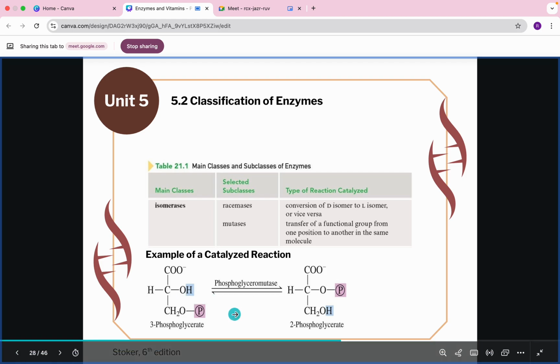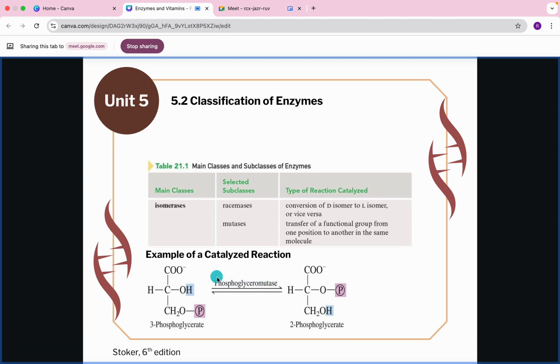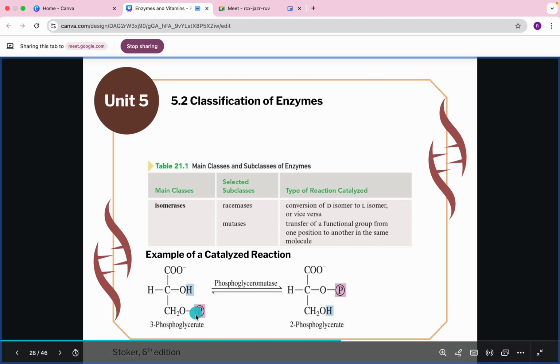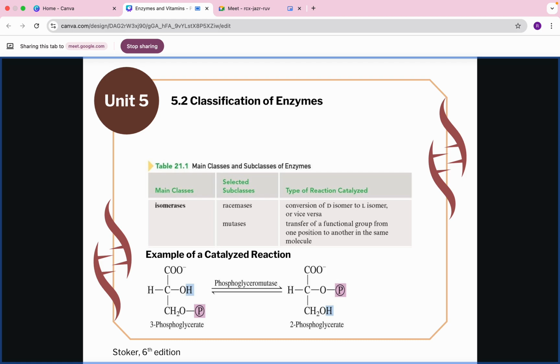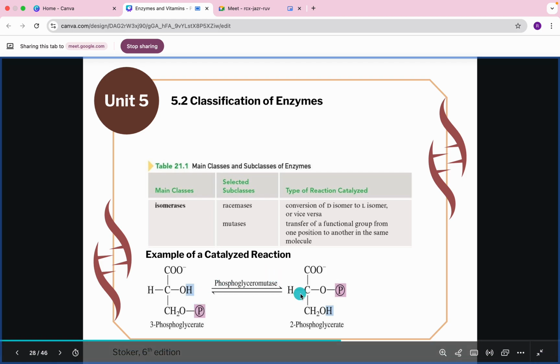So as you can see here in our example, our substrate or reactant is 3-phosphoglycerate. So here in the enzyme name, we have the name of the substrate, which is phosphoglycerate, and then we just added mutase. So what is the role of phosphoglycerate mutase in this reaction? It actually helps to transfer this phosphate group and rearranges the molecule, and we can now convert it into its isomeric form, which is 2-phosphoglycerate.